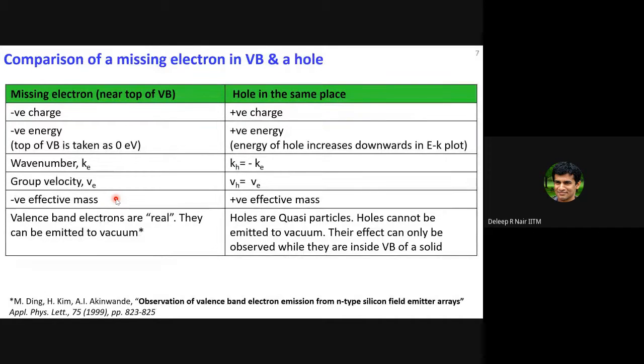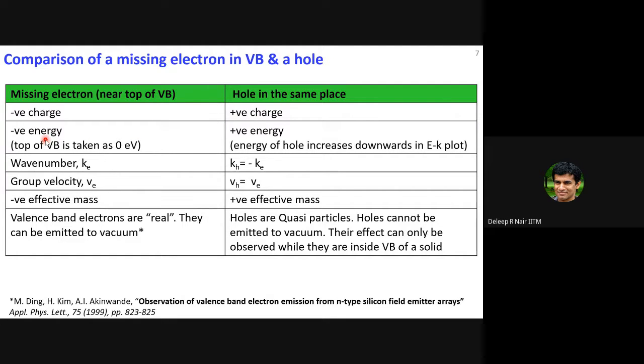So in this slide, we will compare the properties of a missing electron near the top of a valence band and a hole at the same location. The missing electron had a negative charge. While we saw that, if you want to get the same dynamics, if you want to place a hole at that location, we have to treat it as a positively charged quantity.